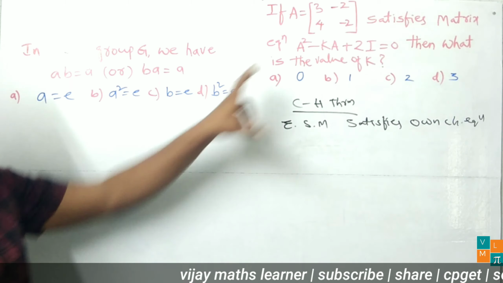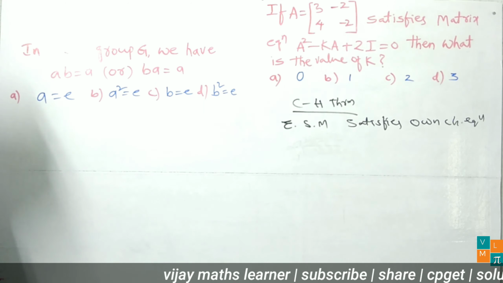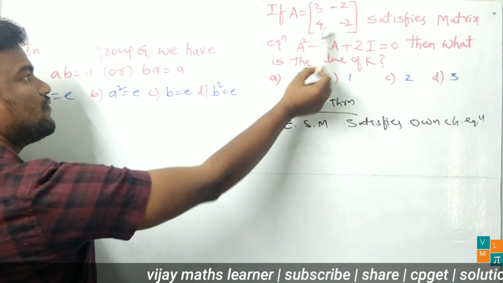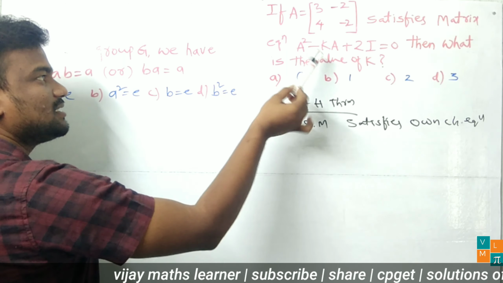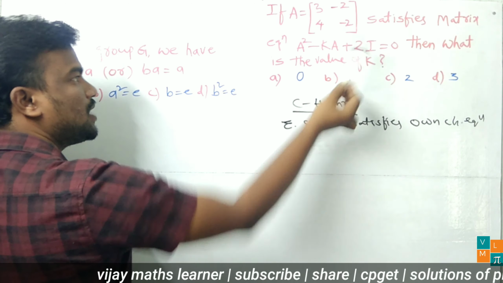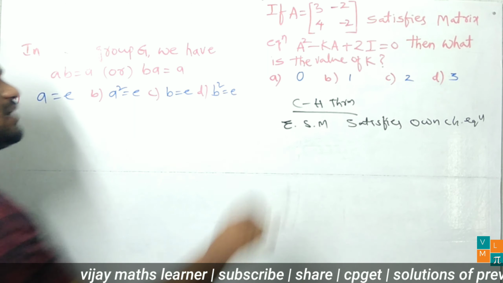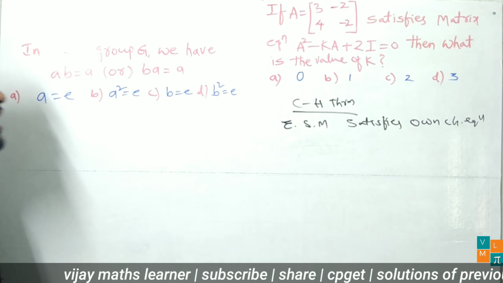Here what is given? One of the square matrix A and the entries of the square matrix are 3 minus 2, 4 minus 2. This square matrix satisfying one of the matrix equation, that is A square minus KA plus 2I equals to 0. Here find the value of K.